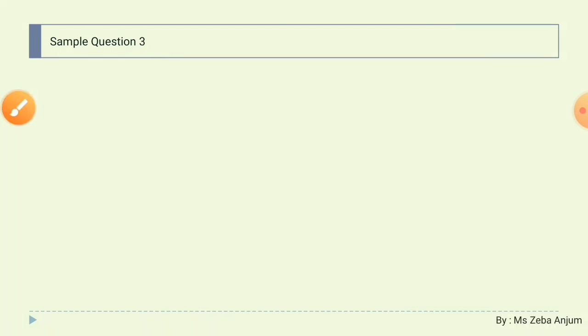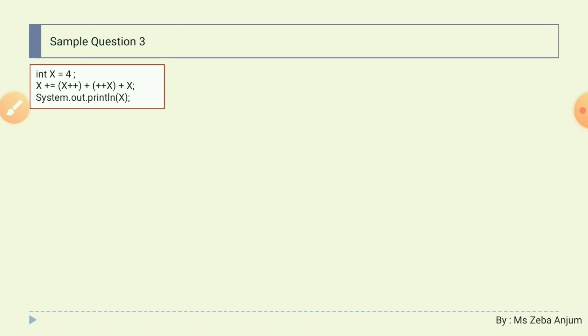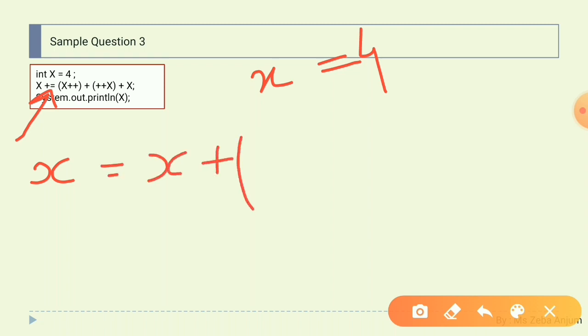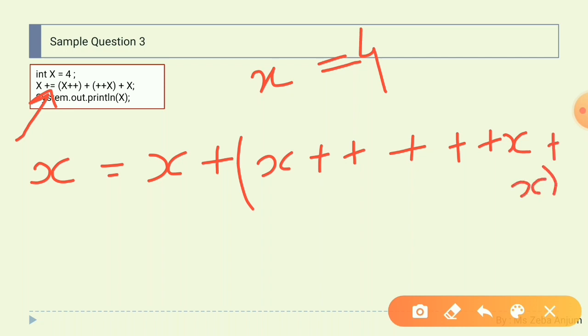Now moving towards sample question number 3, again we have to find out the output. So see, we have x equals 4. Now write down this expression. We have this shorthand operator over here. Now write down x equals x plus, all the expressions should be in this bracket, x++ plus ++x plus x. This is your expression. Now see, this is your post-increment.